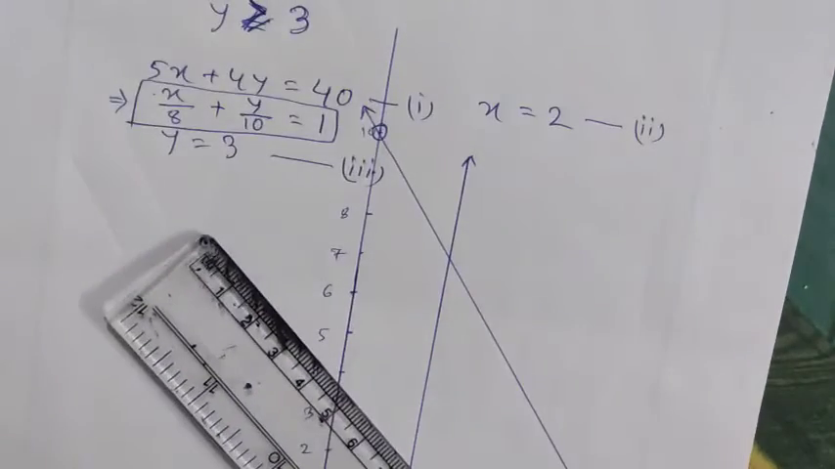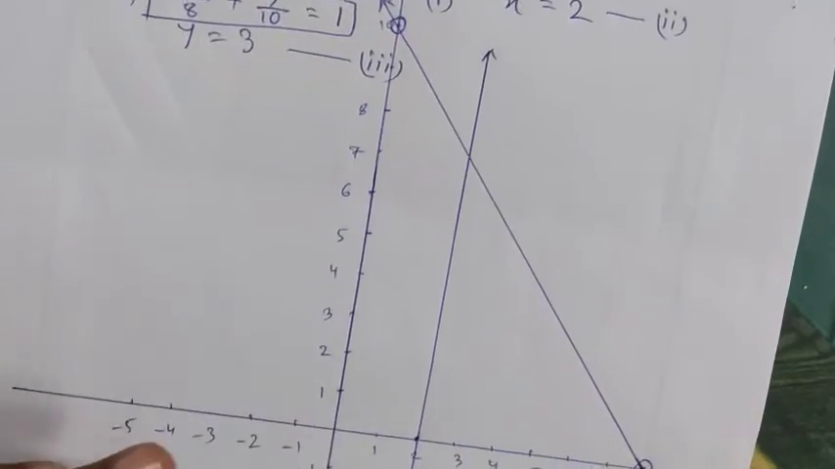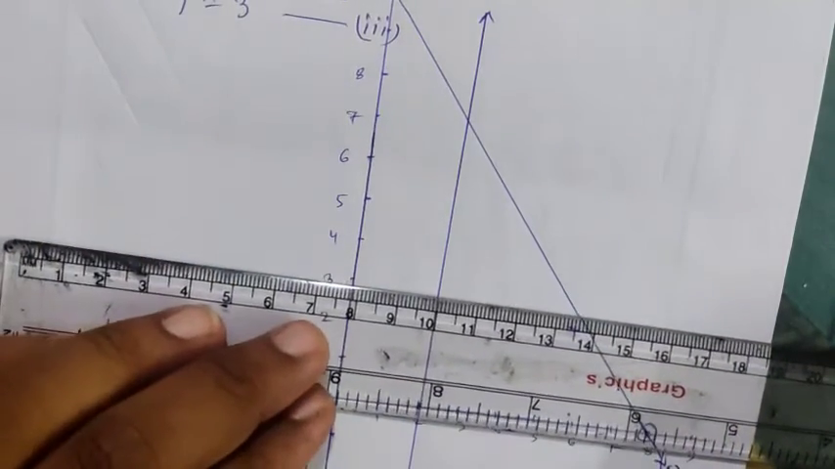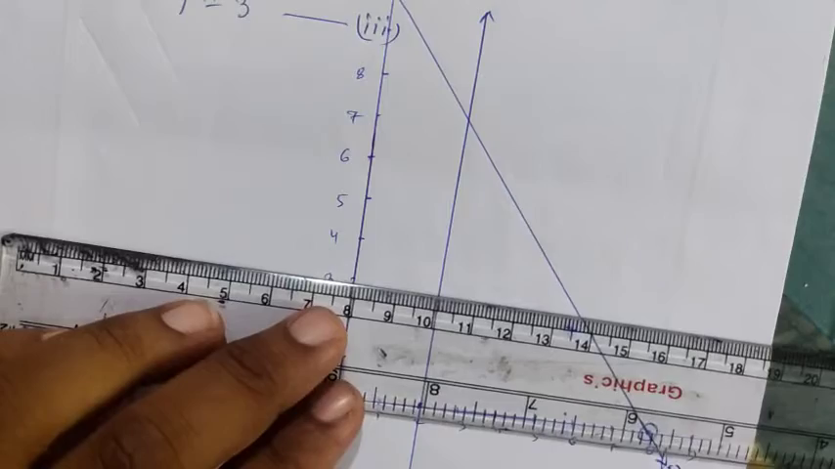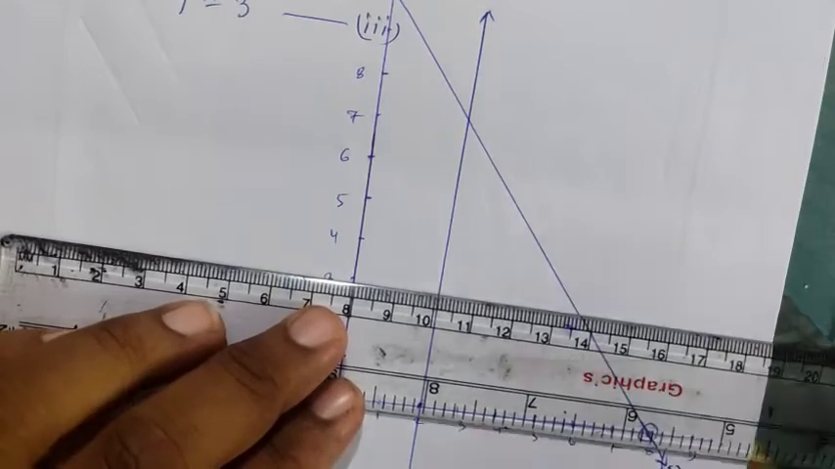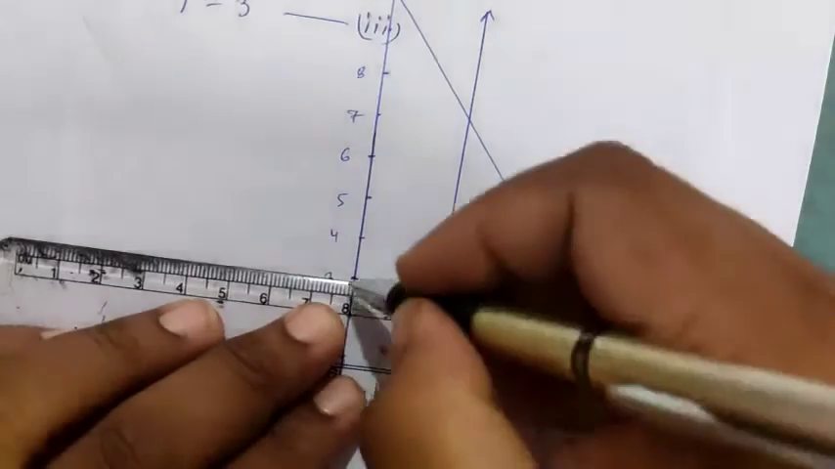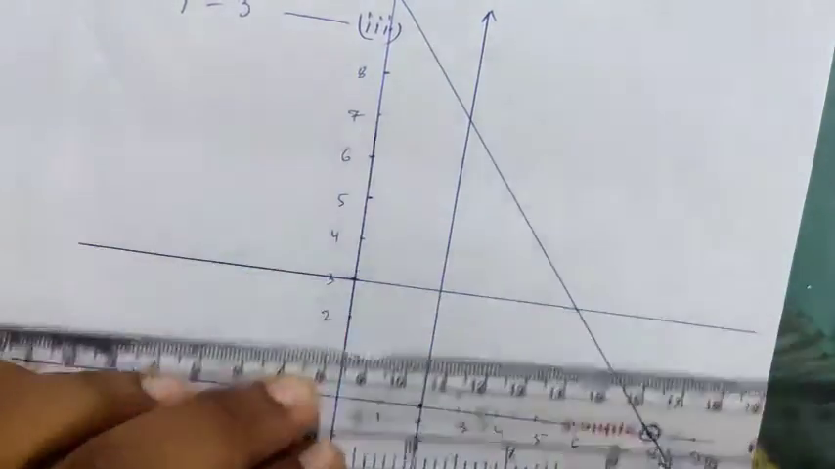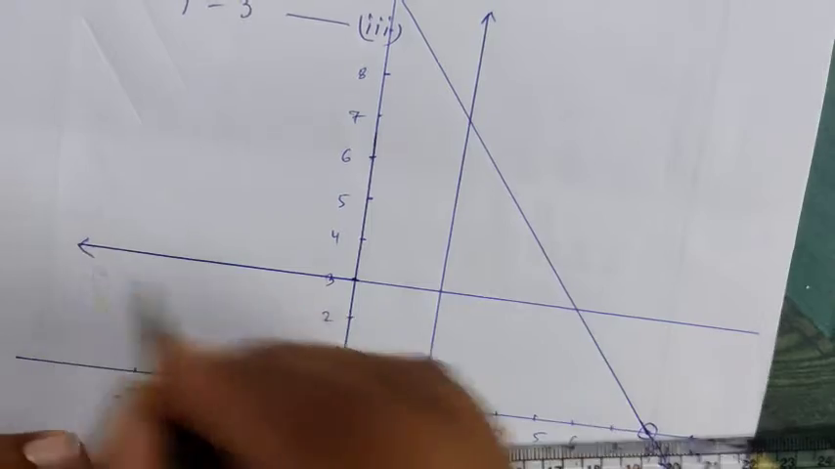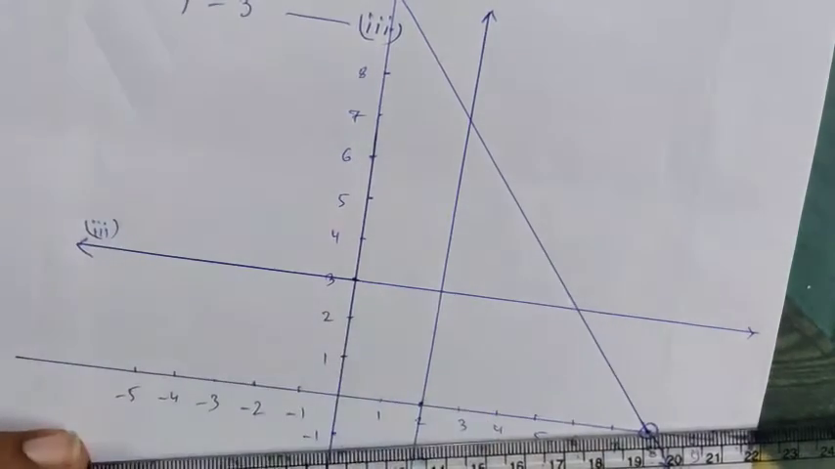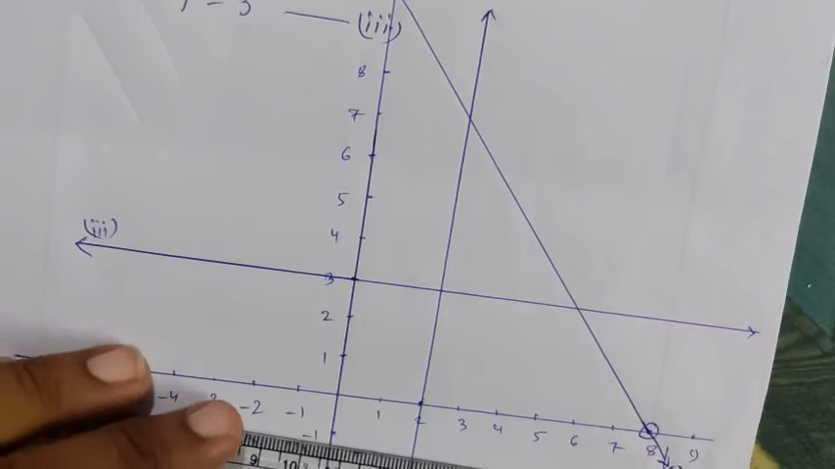Now the third straight line is y equals 3. That means whatever x will be, the y value is always fixed. It will be passing through (0, 3), and it will be parallel to the x axis. So it is our third straight line, and we are naming it 3.